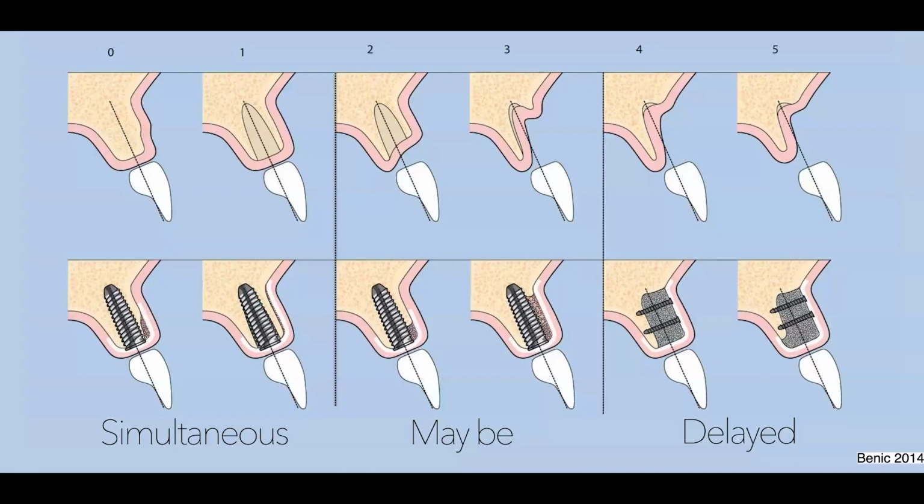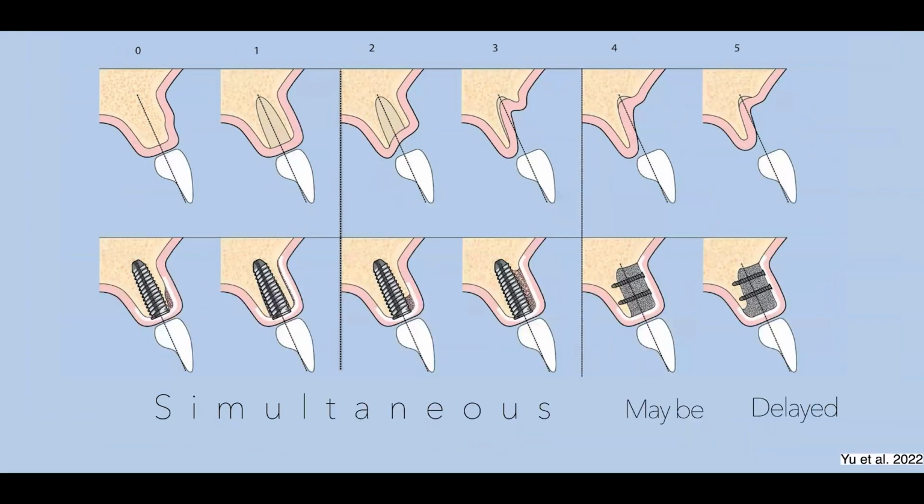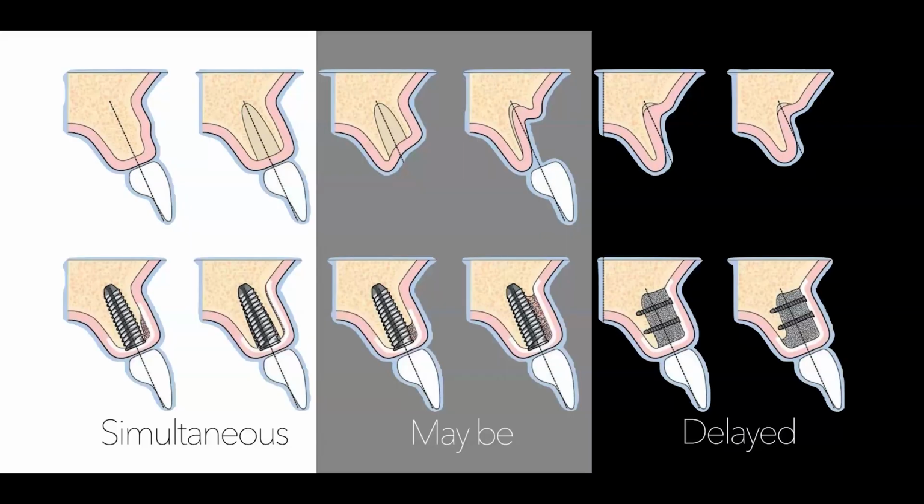And his conclusion at the end of the classification was that in 0 and 1, you can do simultaneous for sure. In 2 and 3, maybe you can do simultaneous based on your experience and what you are using. And in 4 and 5, you should be using delayed. Based on that, we also made our own recommendation in a different publication, saying that you can actually do simultaneous in all classes from 0 to 3 with proper technique selection. But we also mentioned that that's the original classification, simultaneous and maybe delayed.